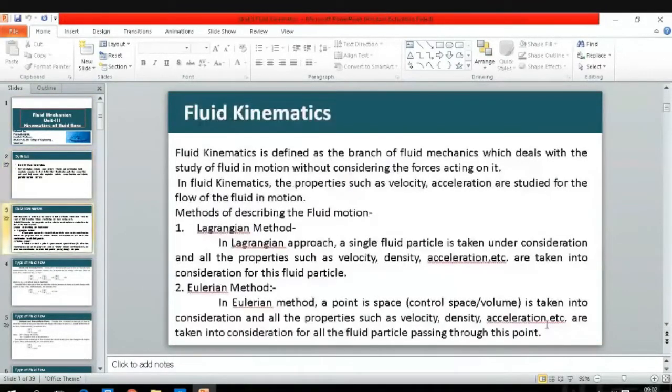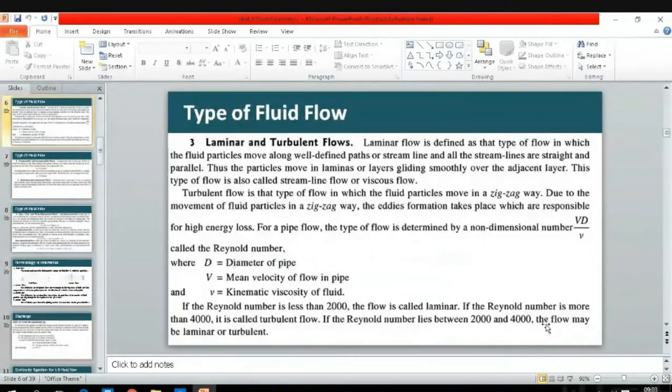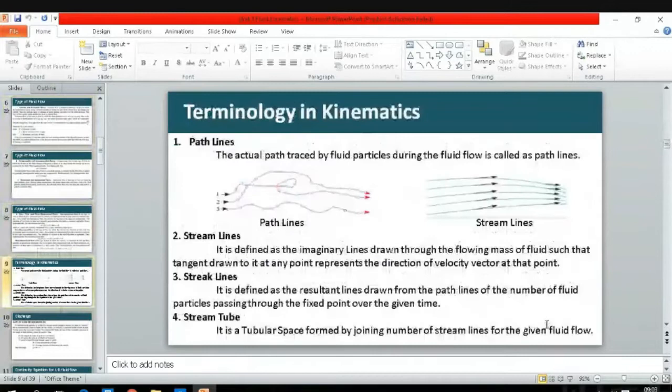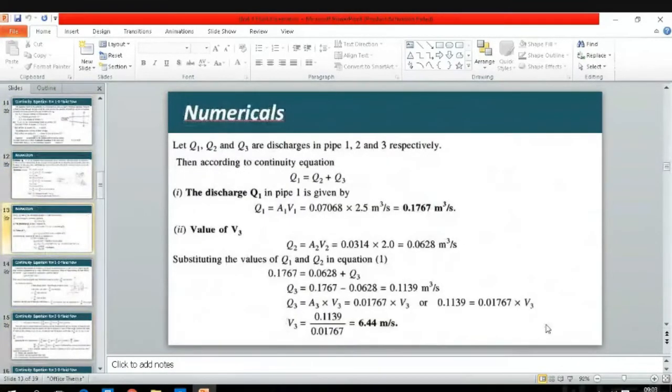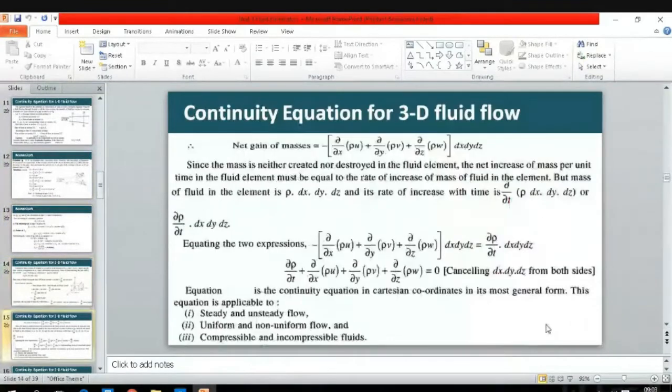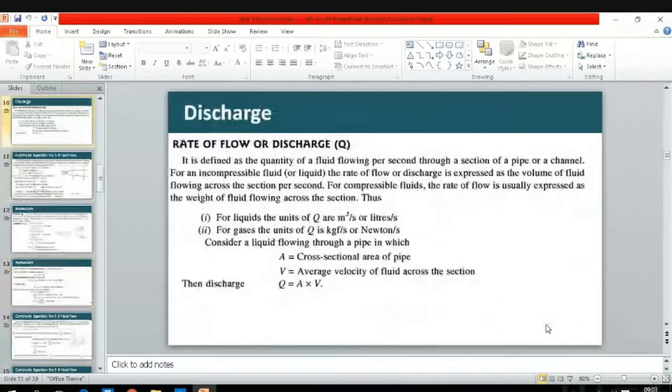So, in our last lecture, we had seen the different types of fluid flow. Okay, I think we had seen in past lectures. Then we had seen the discharge. We had solved the problems on discharge. Then we had seen continuity equation for one-dimensional fluid flow. That is mass flow rate in equals mass flow rate out. That means rho one A1 V1 equals rho two A2 V2.